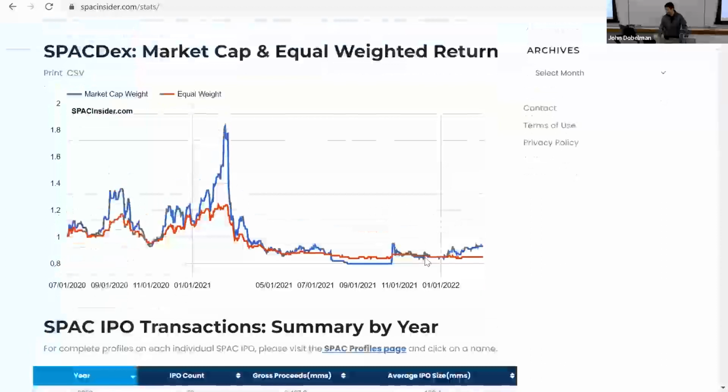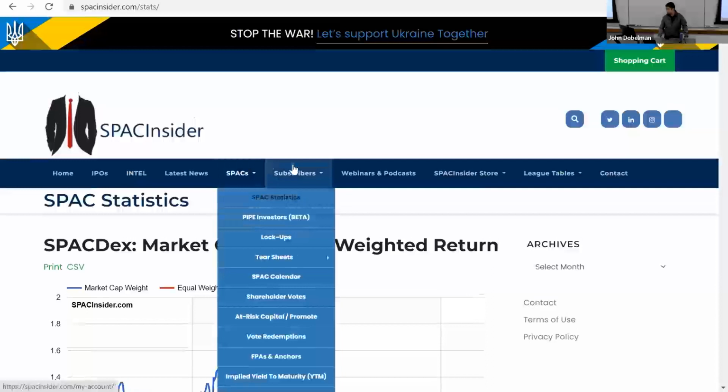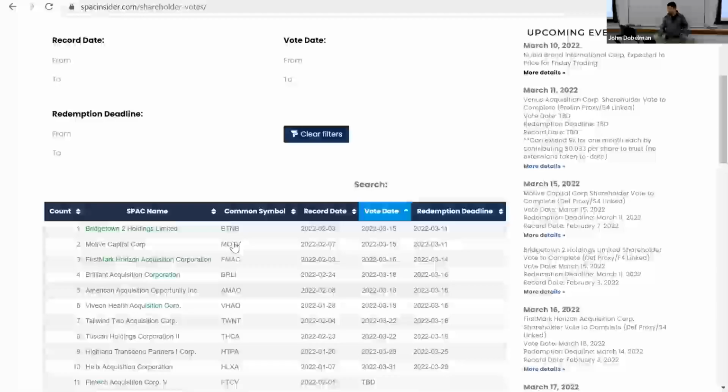In terms of the returns, equal weight is a little bit higher. The reason is because the trust value is going up, so the return goes up slightly. And let's see, we can have another view of those SPACs.